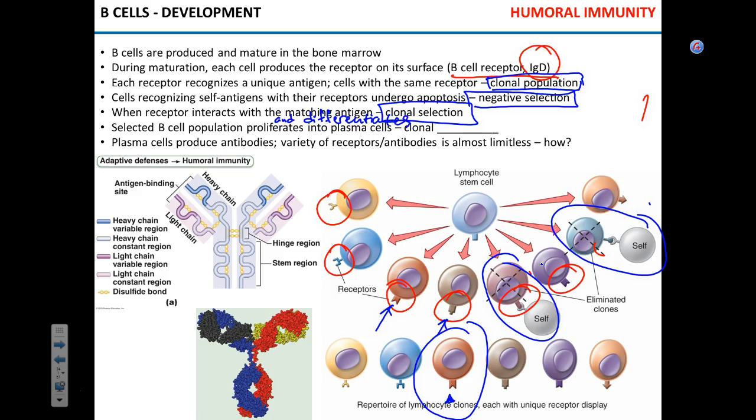So what is proliferation? Becoming more abundant, yes, becoming more numerous. What is differentiation? Yes, to become more specific. So that clonal population of selected B cells becomes more numerous, and it also differentiates into so-called plasma cells. And this process, proliferation and differentiation of B cells, is called clonal expansion.